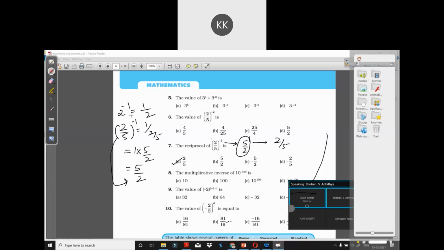In the question they have given, what is the reciprocal of this. So what is the reciprocal of 5 by 2? Yes, sir, understood. So first we have to find the solution and then its reciprocal.